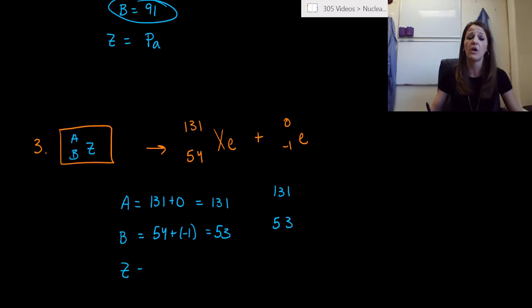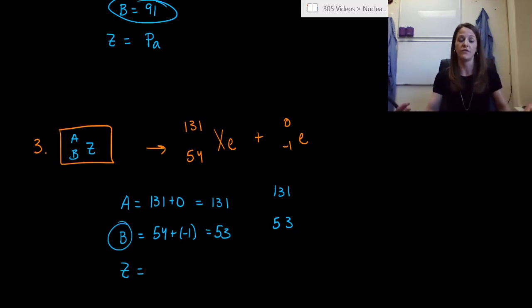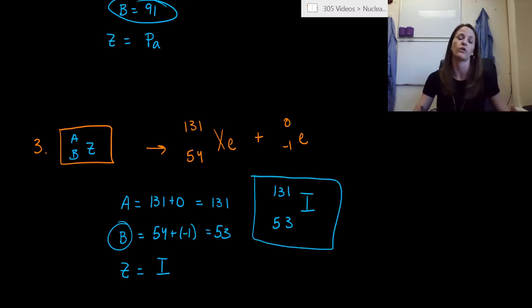Now we're just trying to figure out what the actual element is, or our nuclei in this example. And so for Z, we're looking for our B, or our atomic number, which is 53, because that's going to tell us what our actual element is. So we're looking for an element that has 53 protons. And if you look at your periodic table, the only element that has 53 protons is iodine. So our answer would be iodine-131, or 131I with 53 for our atomic number.